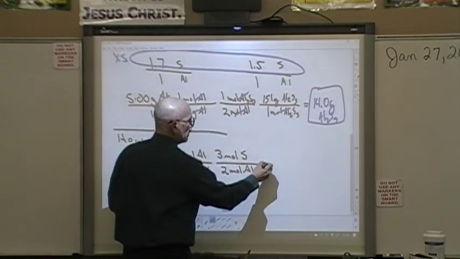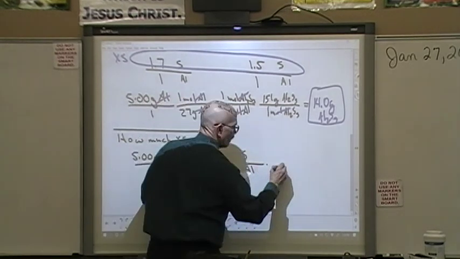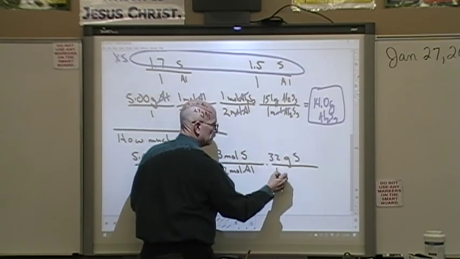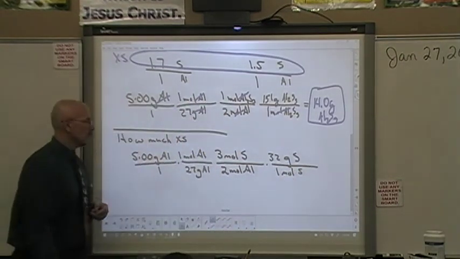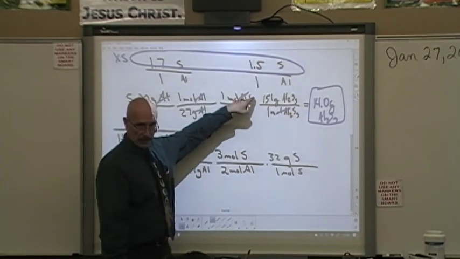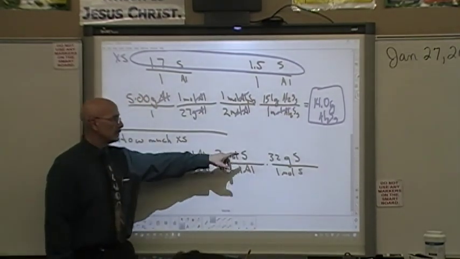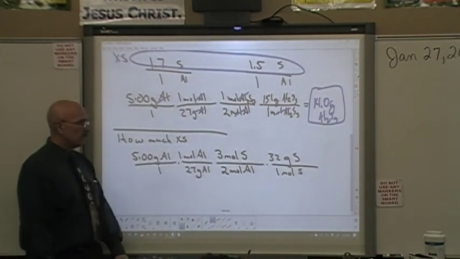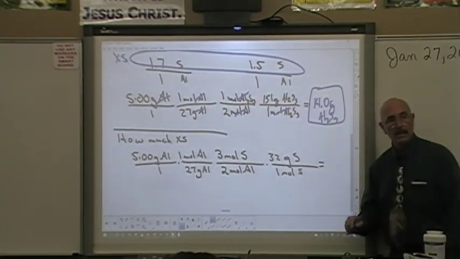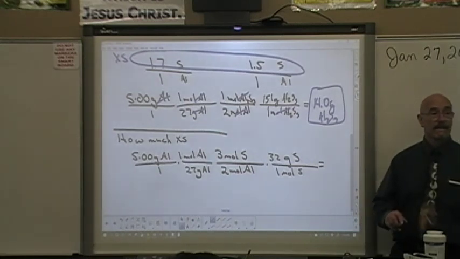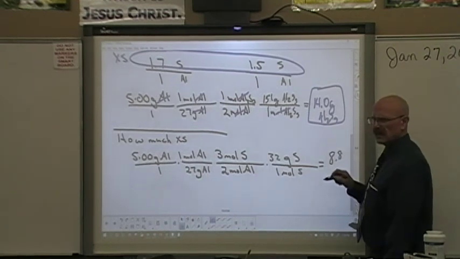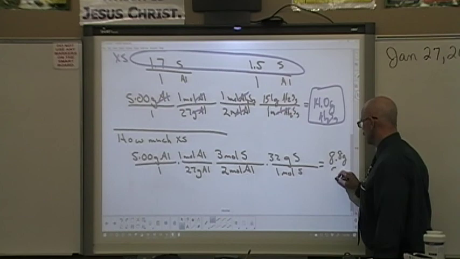And then how many grams of sulfur? 32 in 1 mole. So, same thing we just did, except now I'm doing sulfur instead of Al2S3. 5 times 3 times 32 divided by 54. 8.8. Get a different answer this morning. Okay, the sulfur reacted.